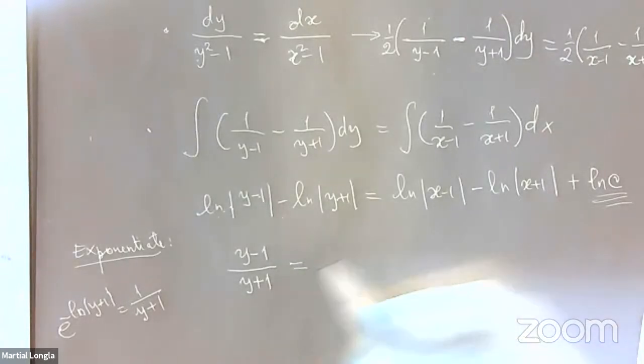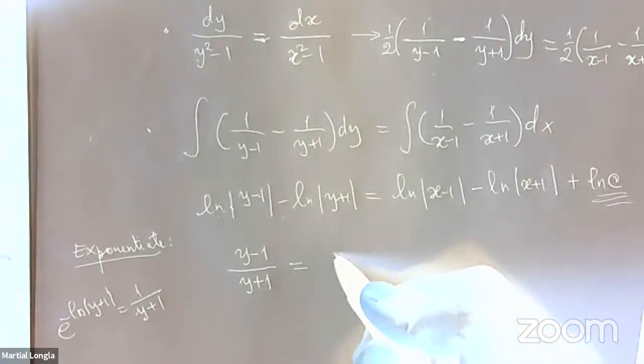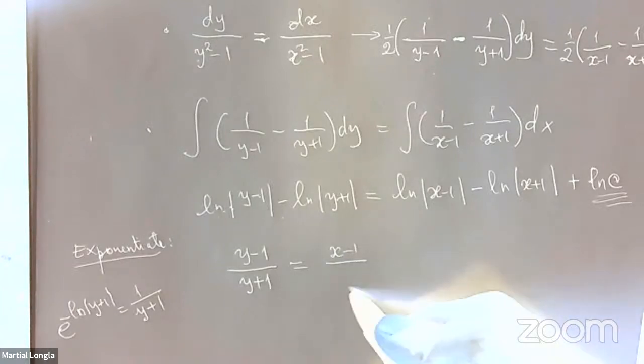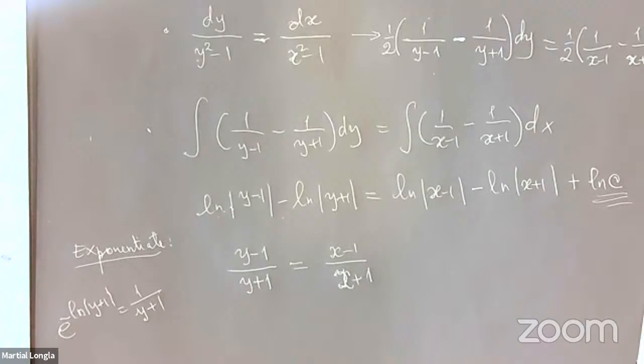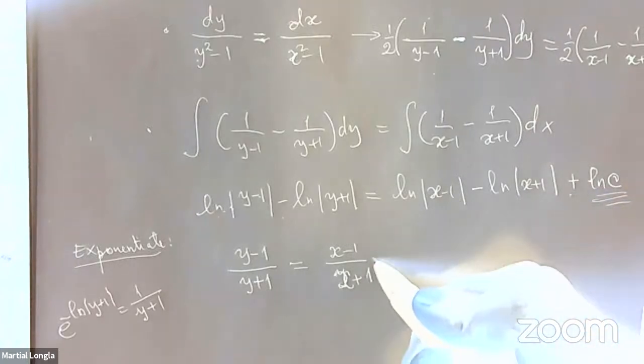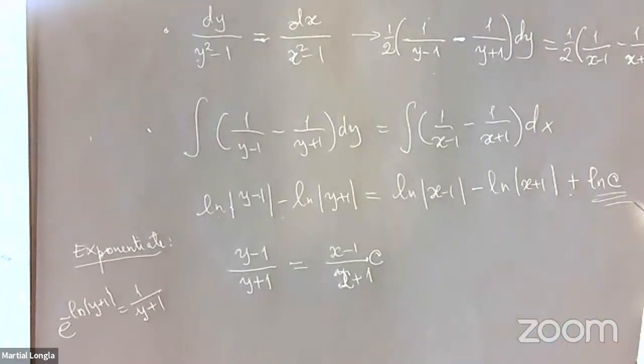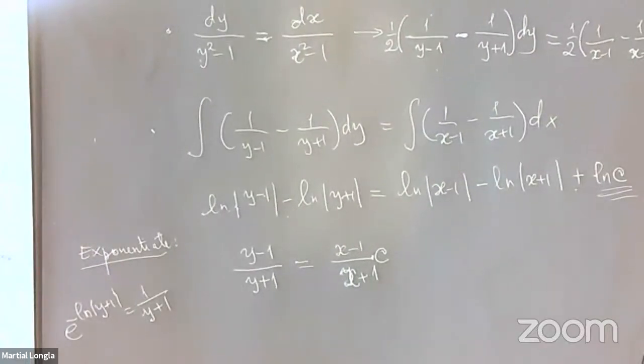And on the right, it's the same pattern. So that's x minus 1 over x plus 1, and then times ln of c. e to the ln of c is c. So times c. And that's how you solve the equation in this case.